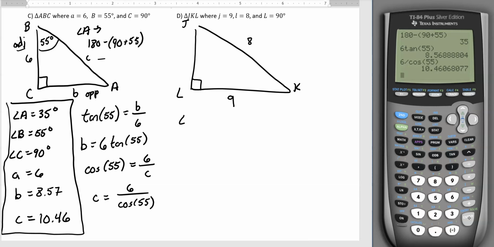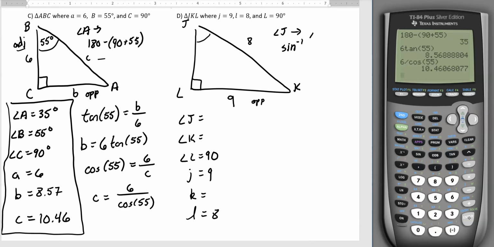So let's identify what we know. We do not know angle J. We do not know angle K. We do know angle L. It's 90 degrees. We do, side J is 9. Side K we don't know. Side L is 8. So let's start by identifying our angles. So angle J, we would say is, let's see, this would be the opposite and the hypotenuse. So sine inverse of, my opposite is 9, my hypotenuse is 8. So second, sine inverse of 9 divided by 8.